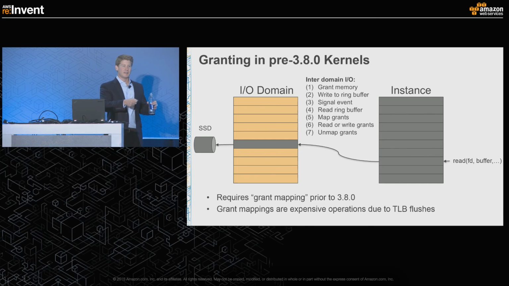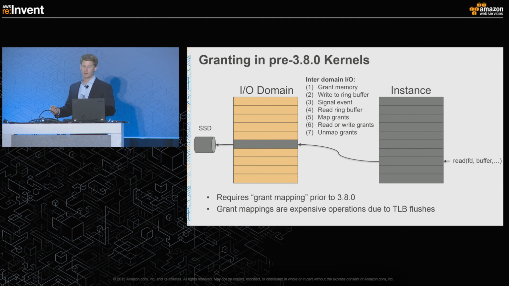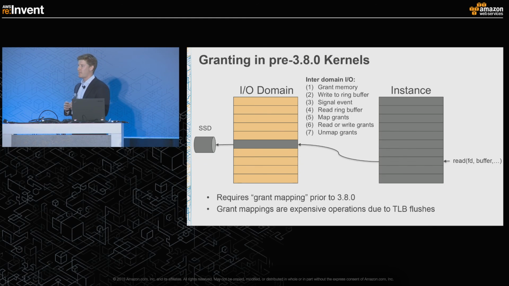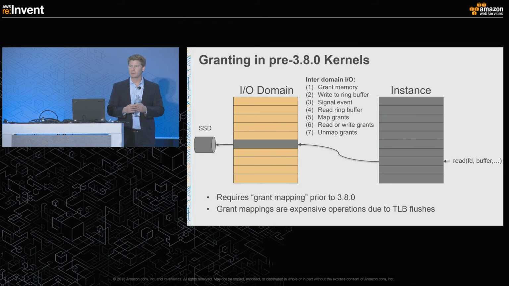It signals to the driver domain that it wants to go read the ring buffer and actually do what it needs to do. And then the driver domain maps those grants, performs the operation, copies the data into the grants, and then signals back to the instance. And it unmaps the grants, the memory pages that have been granted. And this is actually expensive because in the process of mapping and unmapping granted pages, the system incurs TLB flushes, and those can be expensive.